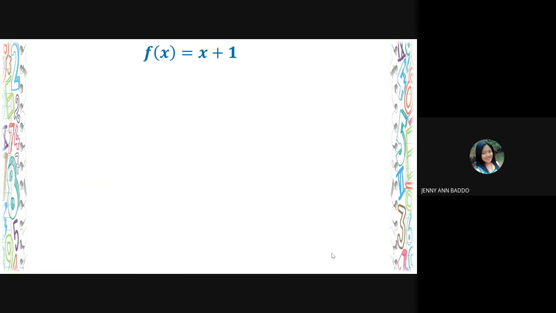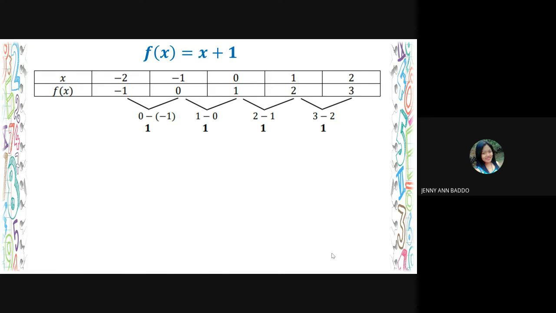Now, let us investigate another characteristic of linear functions using the function f of x equals x plus 1. The table here shows the corresponding values of y when x equals -2, -1, 0, 1, 2. Here we have the same differences of x. Now, considering the differences of y, or f of x, let us observe.